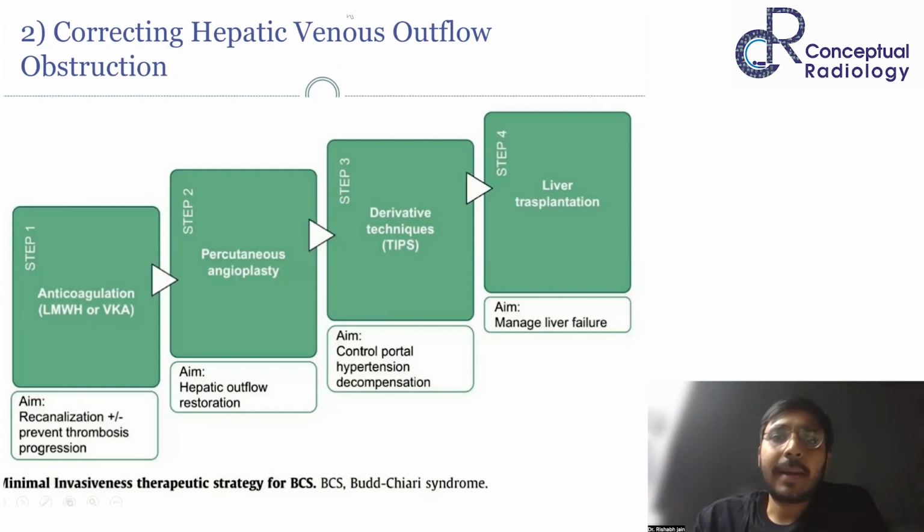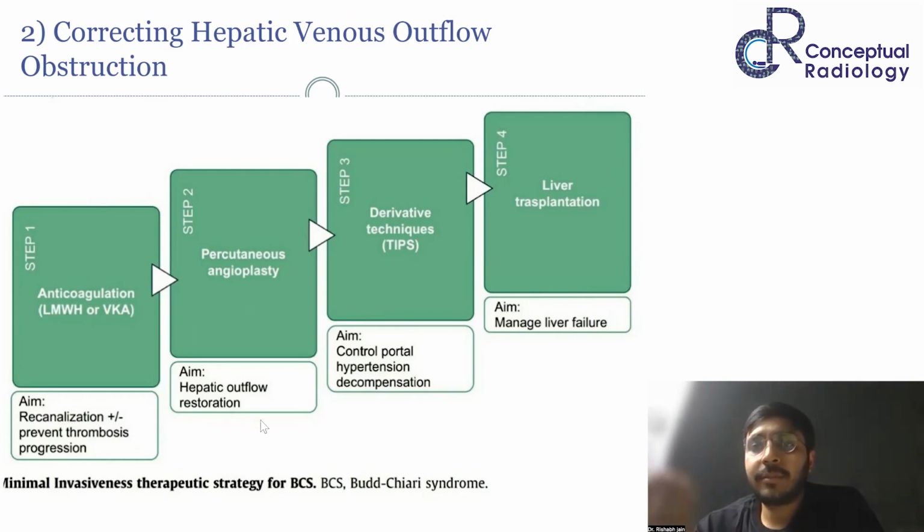Now, treatment of the hepatic venous outflow obstruction. Second goal is correcting the hepatic venous outflow obstruction. Now, to do this, step one is to give anticoagulation, usually a low molecular weight heparin or vitamin K antagonists. They help in recanalization and prevent thrombosis and progression of disease. Second is to do a percutaneous angioplasty to restore hepatic outflow.